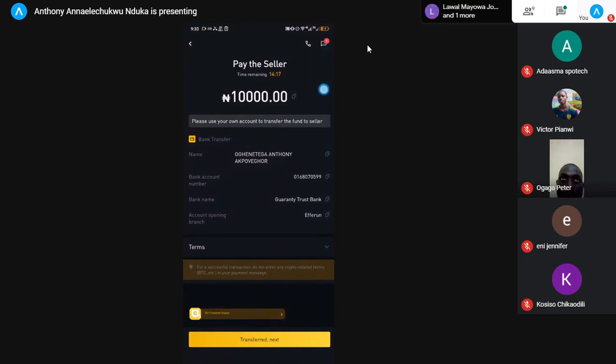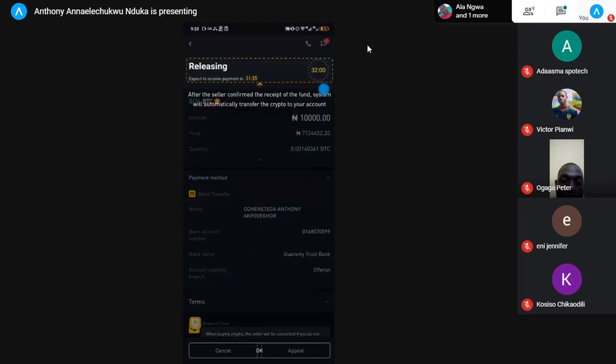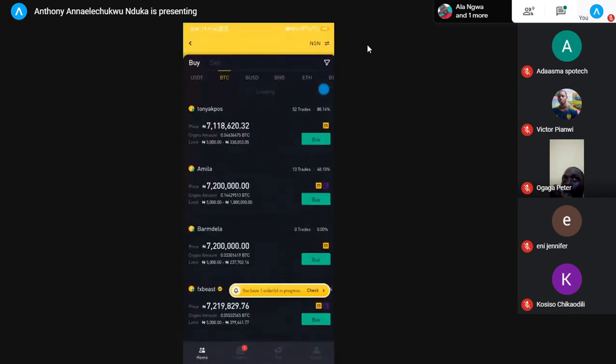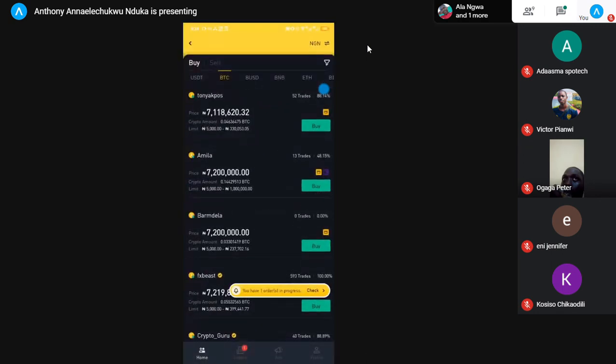So once you see this, you have your time running here for 10 minutes. All you need to do is send money to this account. The moment you send the money, you come back to this place and click that you have transferred the money. Once he confirms it on his end, you are going to receive your Bitcoin immediately. Even if he does not confirm it, you will still get your money refunded without delay, according to the stipulated time here. So this means that you can use the P2P to run your transactions.